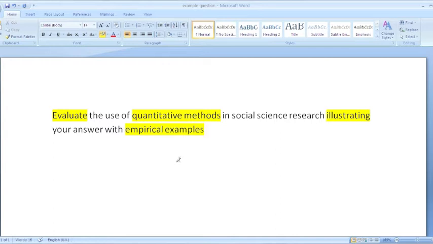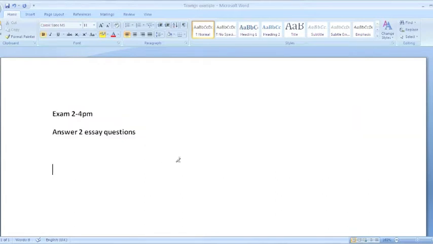Once you've done this with every question, you can then make an informed decision about which are going to be the best questions for you to answer in the exam, which ones you've revised the most, and then I can choose my questions. So once I've chosen my questions, I then need to work out my timings for the exam to make sure that I've got enough time to answer everything properly.